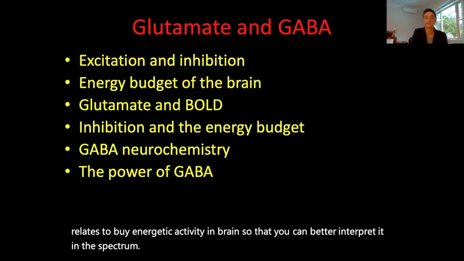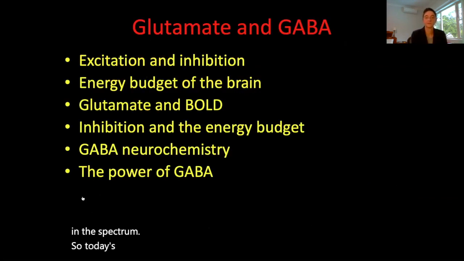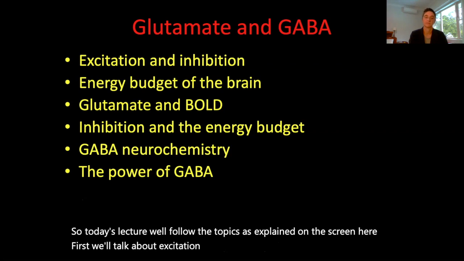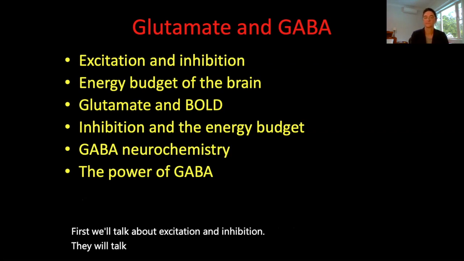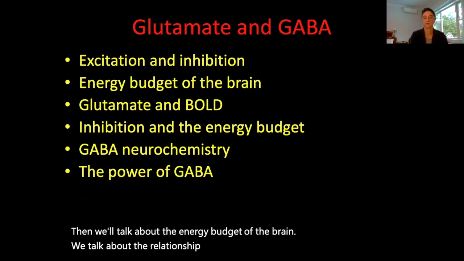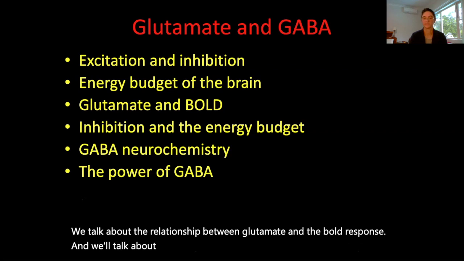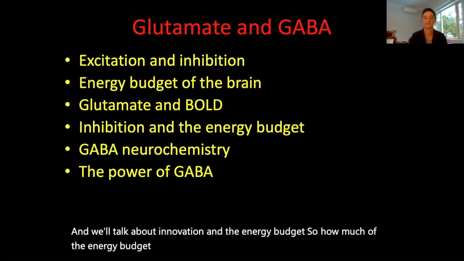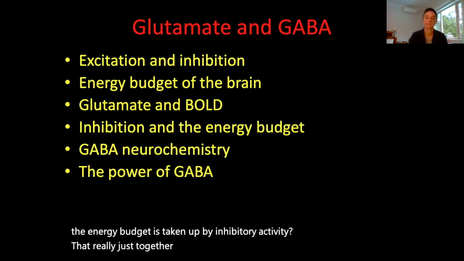So today's lecture will follow the topics as explained on the screen here. First, we'll talk about excitation and inhibition. Then we'll talk about the energy budget of the brain. We'll talk about the relationship between glutamate and the BOLD response. Then we'll talk about inhibition and the energy budget. So how much of the energy budget is taken up by inhibitory activity. That will lead us to GABA neurochemistry, and then we'll talk about how powerful GABA actually is.